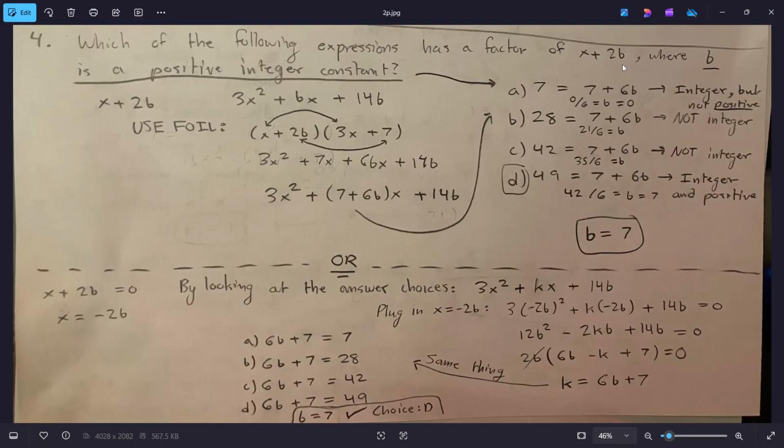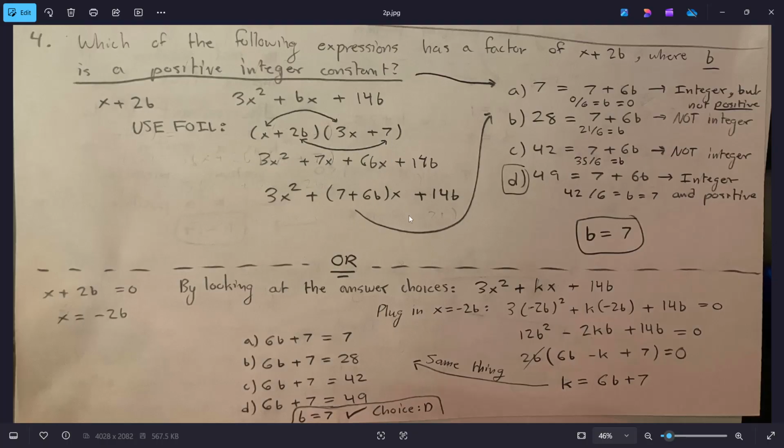You see that x plus 2b is a factor, so 2b times something has to equal 14b. 2b times 7 has to equal 14b, and that's where you got the 7 from. And x times 3x has to be 3x squared. Then you've got a middle term. So you look at the end term, 14b, and 2b times 7 equals 14b. You look at the first term, 3x squared, and 3x times x equals 3x squared. That's where you get this 3x plus 7.